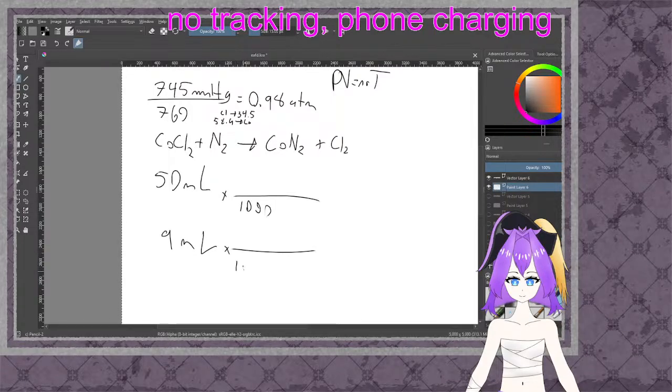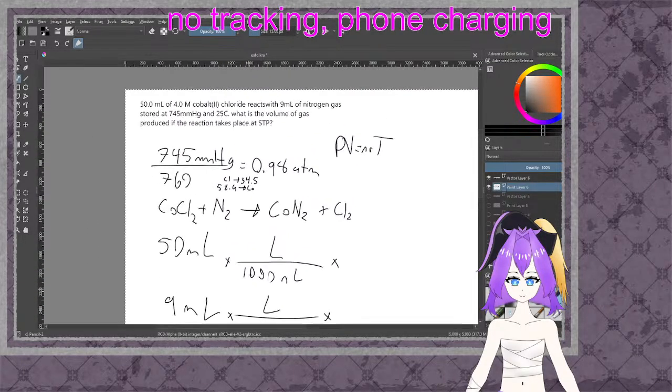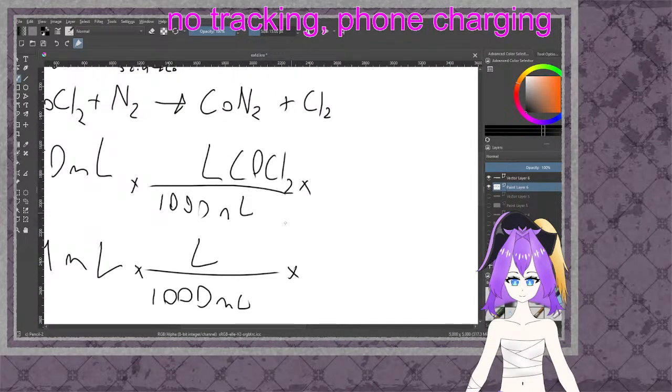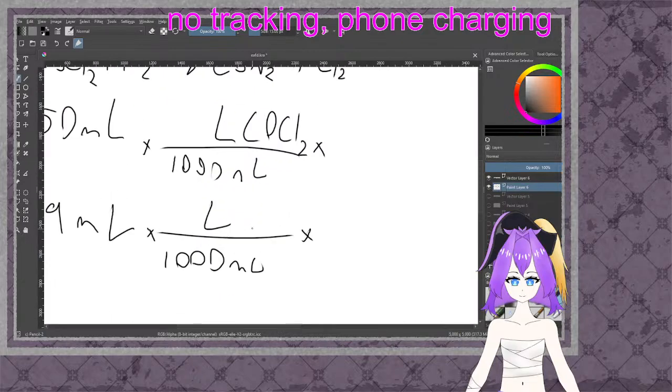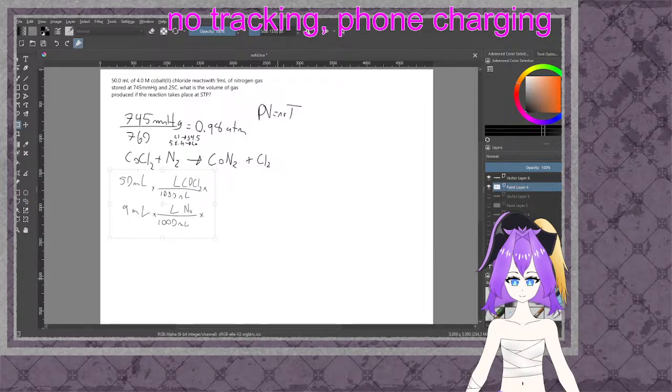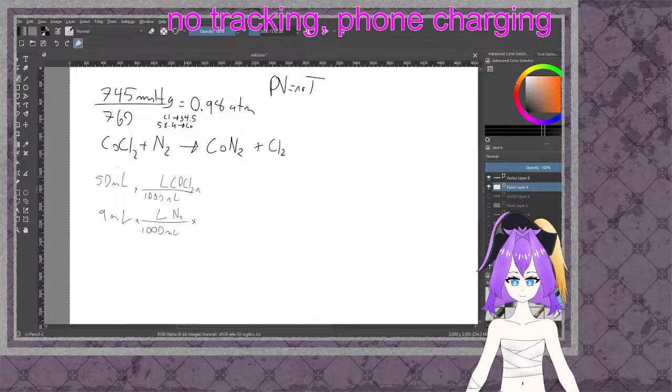And then, yes, 1,000 milliliters, liters. This top row is cobalt chloride, and this bottom row is N2. I'll run out of space if I write this big. Control B. Okay.